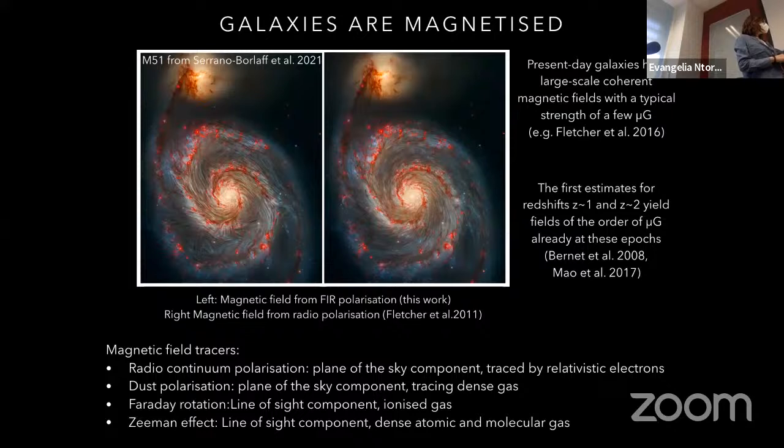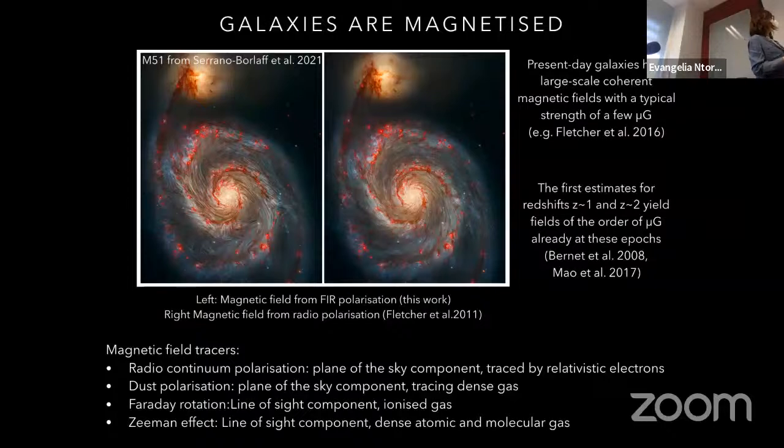With also Faraday rotation. Faraday rotation is the phenomenon that the plane of polarization of radiation rotates as the radiation passes through an ionized plasma. So by the change in angle of the polarization plane, we can measure the line of sight magnetic field in the hot component. So Faraday rotation can also give us some information on the magnetic field of galaxies.